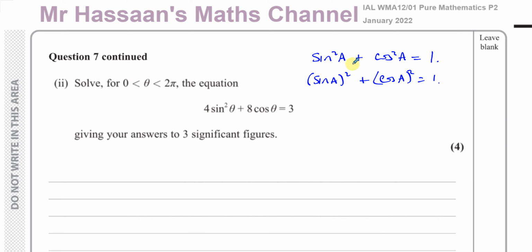So let me rewrite this identity as sine squared A is equal to 1 minus cosine squared A. If I rewrite it in this form, then I can see that sine squared theta is the same as 1 minus cosine squared theta. If I replace sine squared theta with 1 minus cosine squared theta, I now have an equation with just cosines and cosine squareds in it. So it's 4 times (1 minus cosine squared theta) plus 8 cosine theta equals 3.